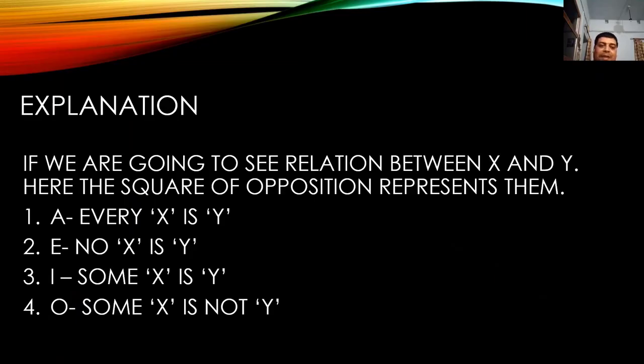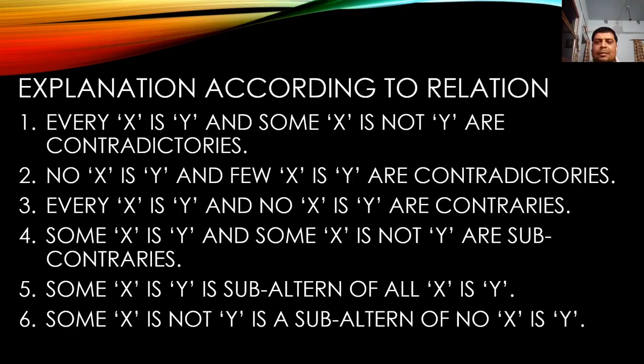So how do we explain it? The four forms are: A, every x is y; E, no x is y; I, some x is y; O, some x is not y. Here is an example: all apples are red, no apples are red, few apples are red, few apples are not red. Now I will go to the next slide.